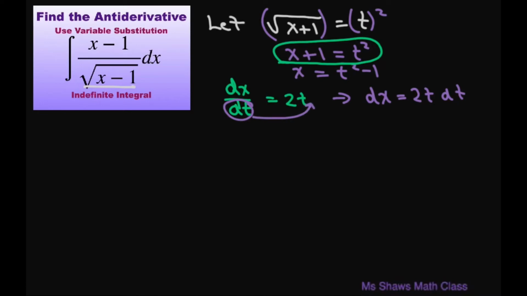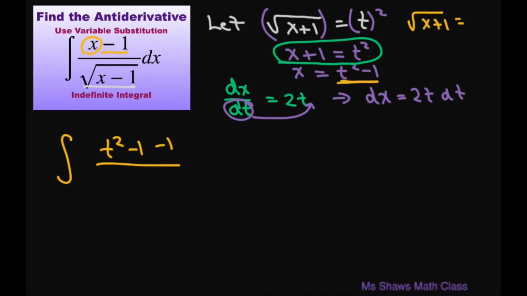All right, now let's see what we can do. We have x here. Well, x equals t squared minus 1. So we're going to substitute that x as t squared minus 1. Then we also have this minus 1. Also, we had the square root of x plus 1 equals t, so I'm going to put a t here. dx equals 2t dt. Now everything's in terms of t.